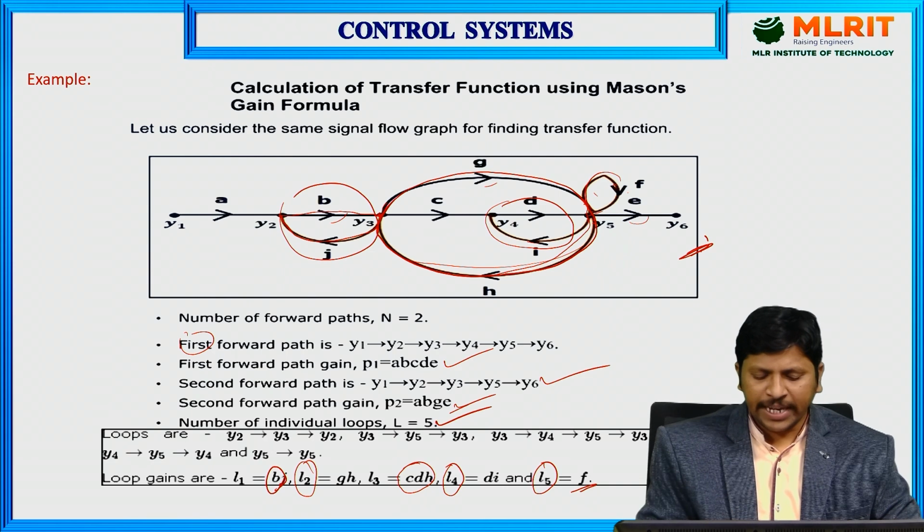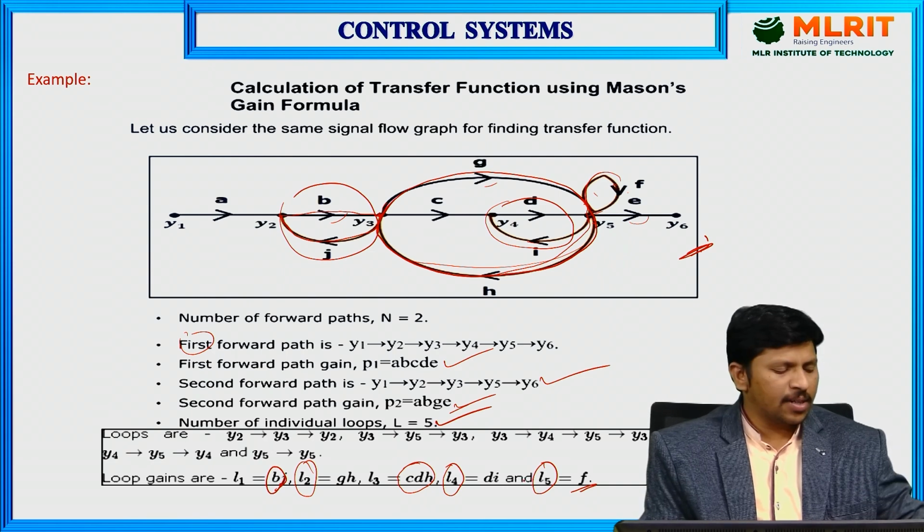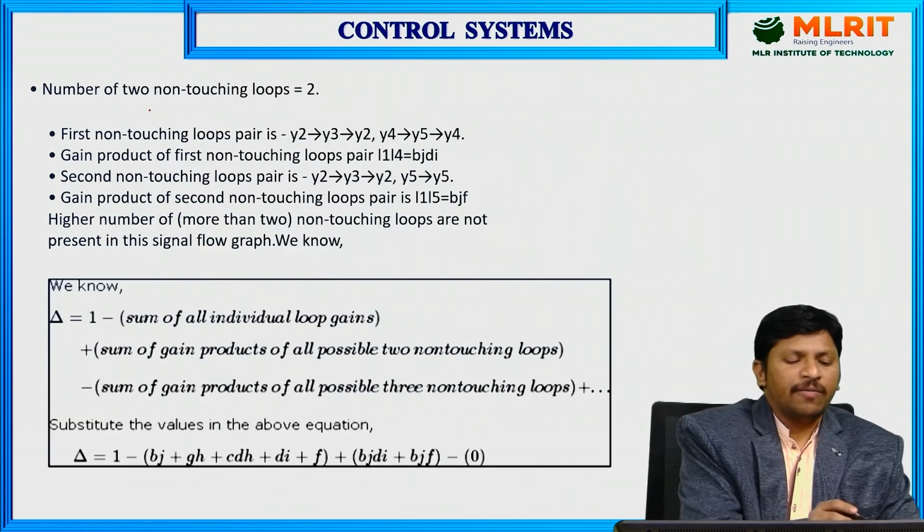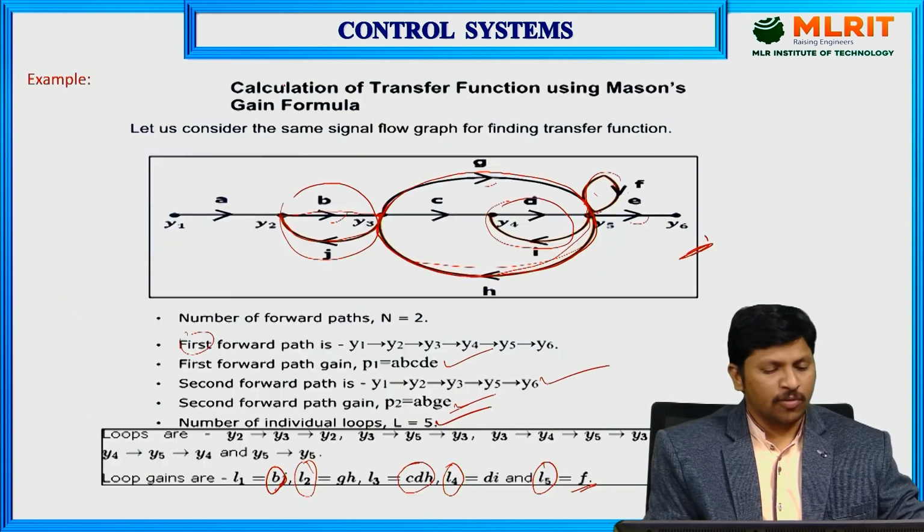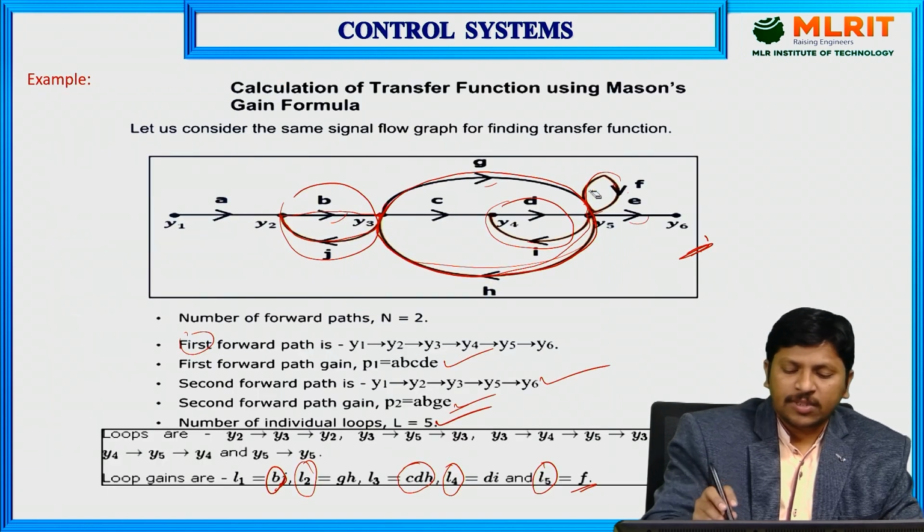The respective loop gains are listed here. Now just observe the two non-touching loops.